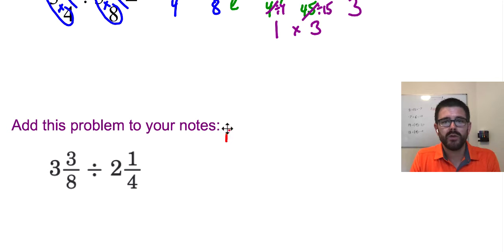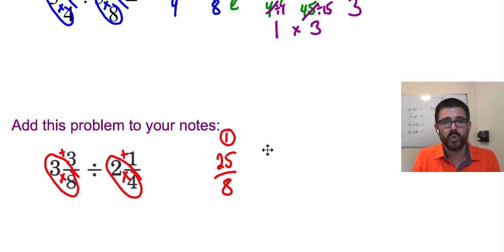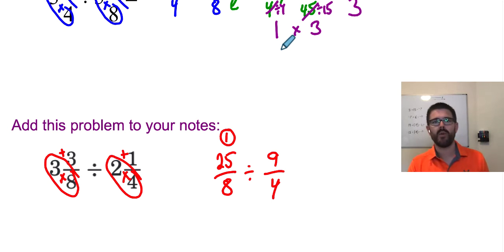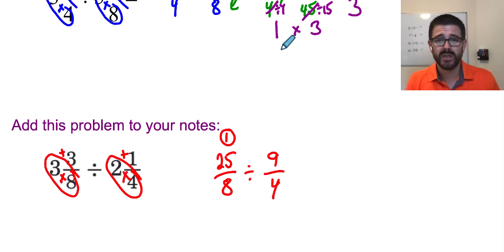All right, so step 1, change them to improper fractions. So 3 times 8 is 24, plus 3 is 25/8. 2 1/4, 2 times 4 is 8, plus 1 is 9/4. But it's still a division problem, okay? And some of you are going to try to be a hero and try to rewrite it as a multiplication problem all at the same time. And what happens is you end up missing something. So slow down, take your time. It's a division problem. So step 2 is rewrite it as a multiplication problem.